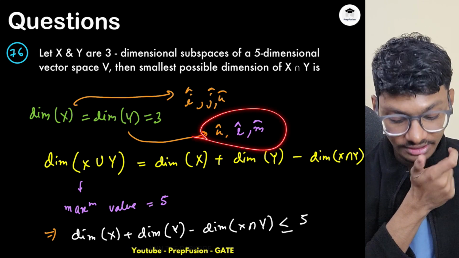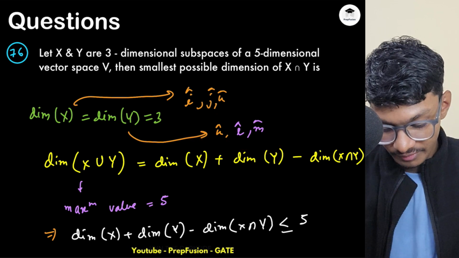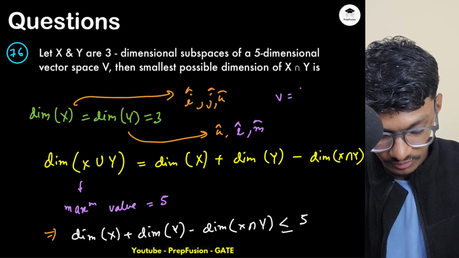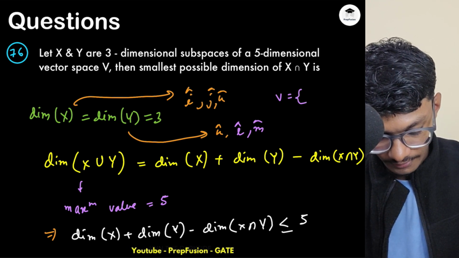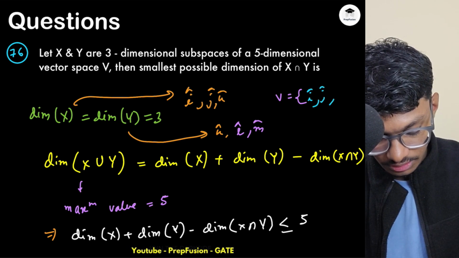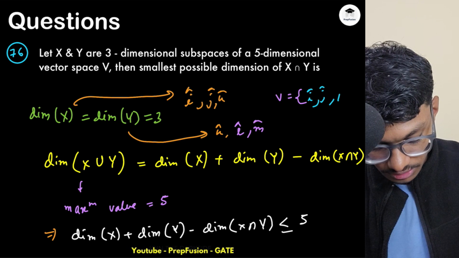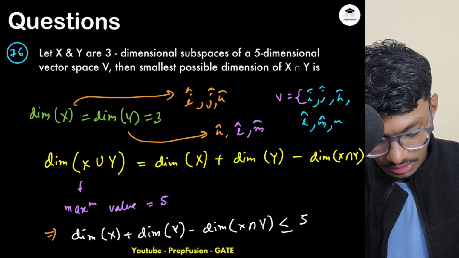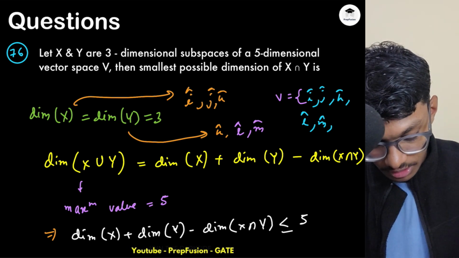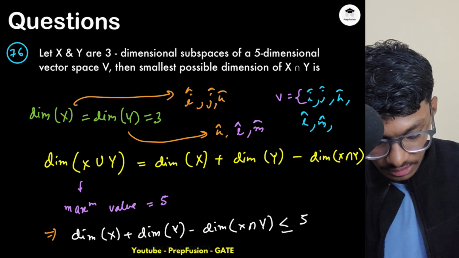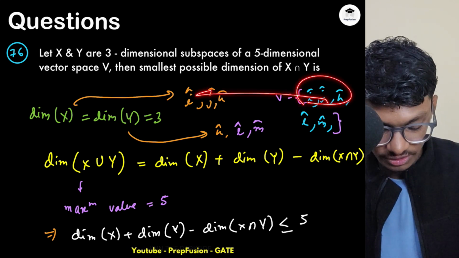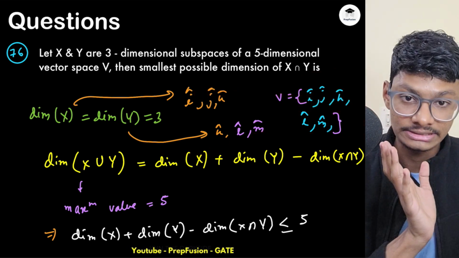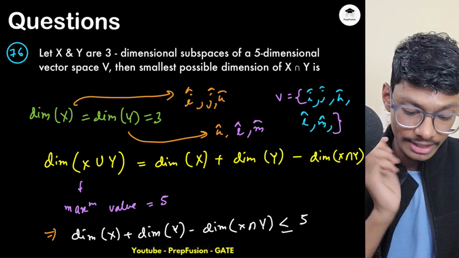If all 3 are different, then what can be my vector? Let me take one example, roughly. i, j, k, l, m. So at max I can have 5 vectors and I have to pick 3 of these. I pick 3 of these, then I don't have extra vectors. I have only 2 left. So I have to pick another one common from here. So at minimum I can have one common vector.